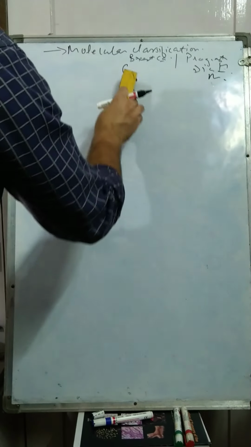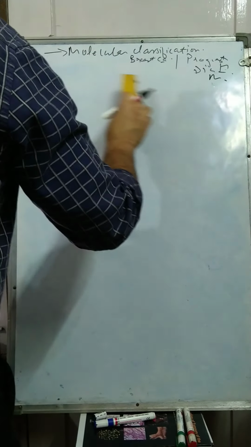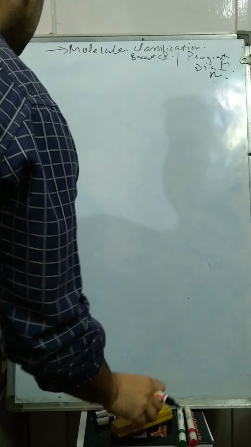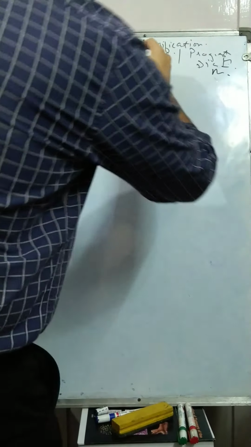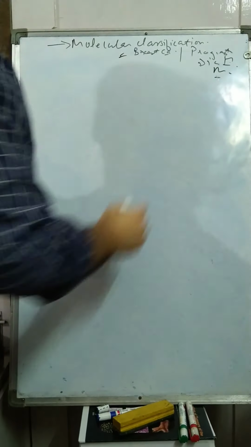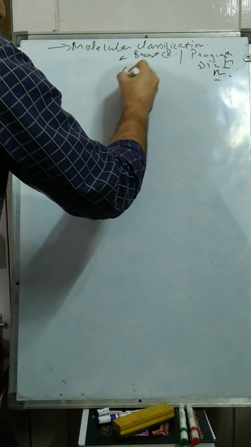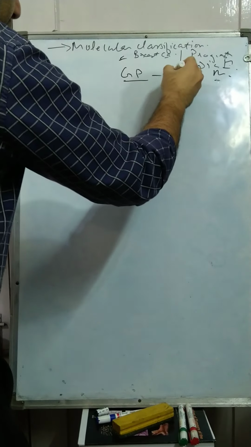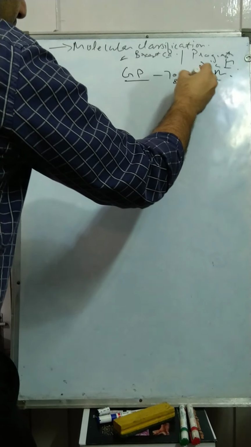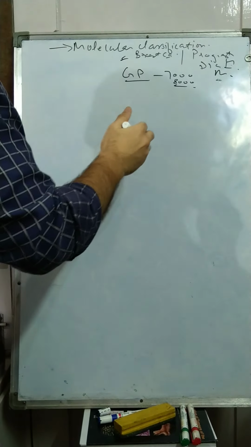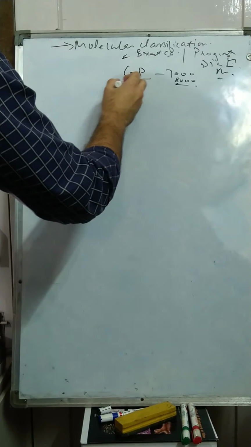Good morning everyone. Today I am going to discuss a topic which is of interest to, I think, everyone: the molecular classification of breast carcinoma and prognostic and diagnostic markers. On the basis of gene profiling, which was done on around 7,000 to 8,000 breast cases, they found five categories basically.